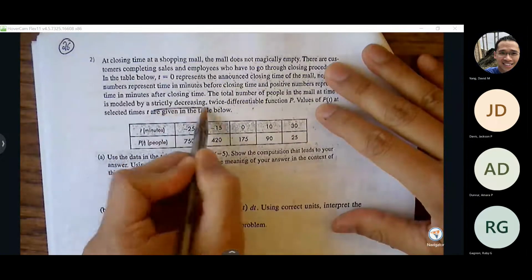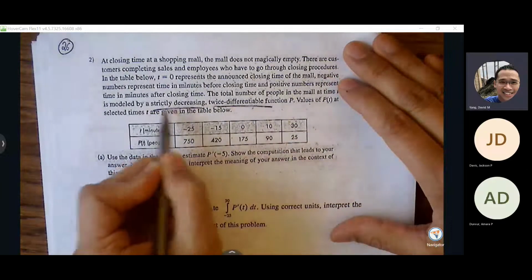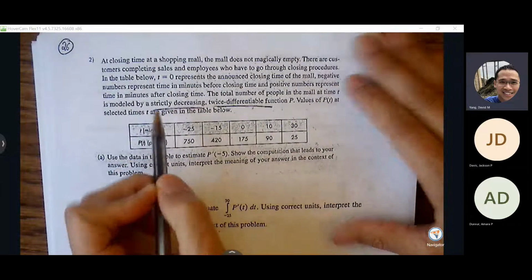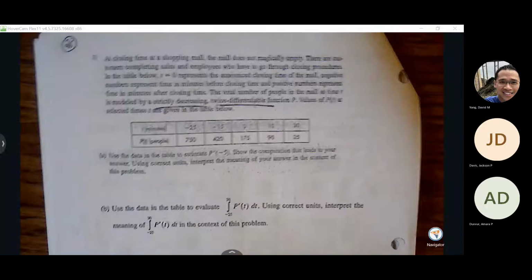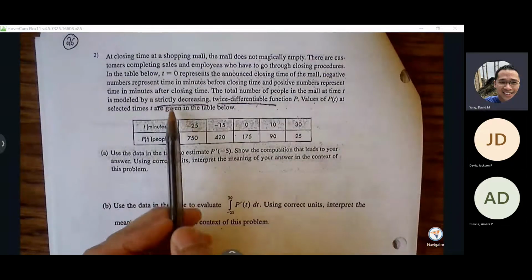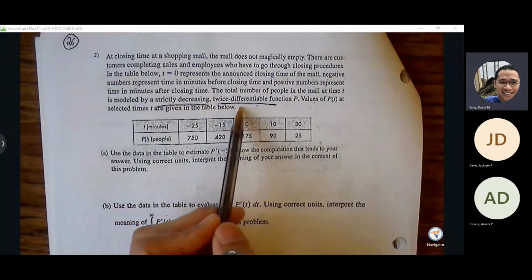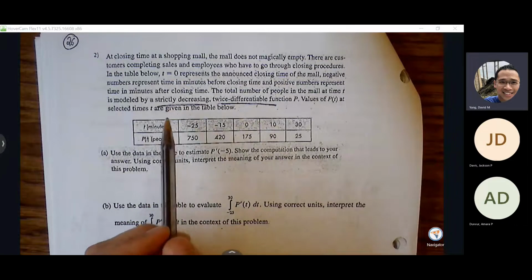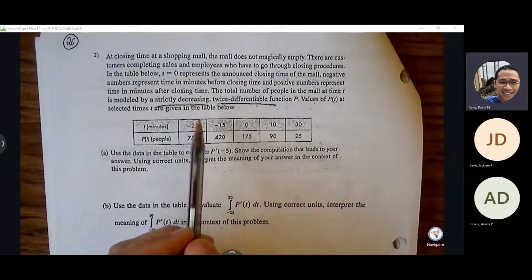So, a smooth curve. A curve that is always decreasing. Values of P of t at selected times t are given in the table.